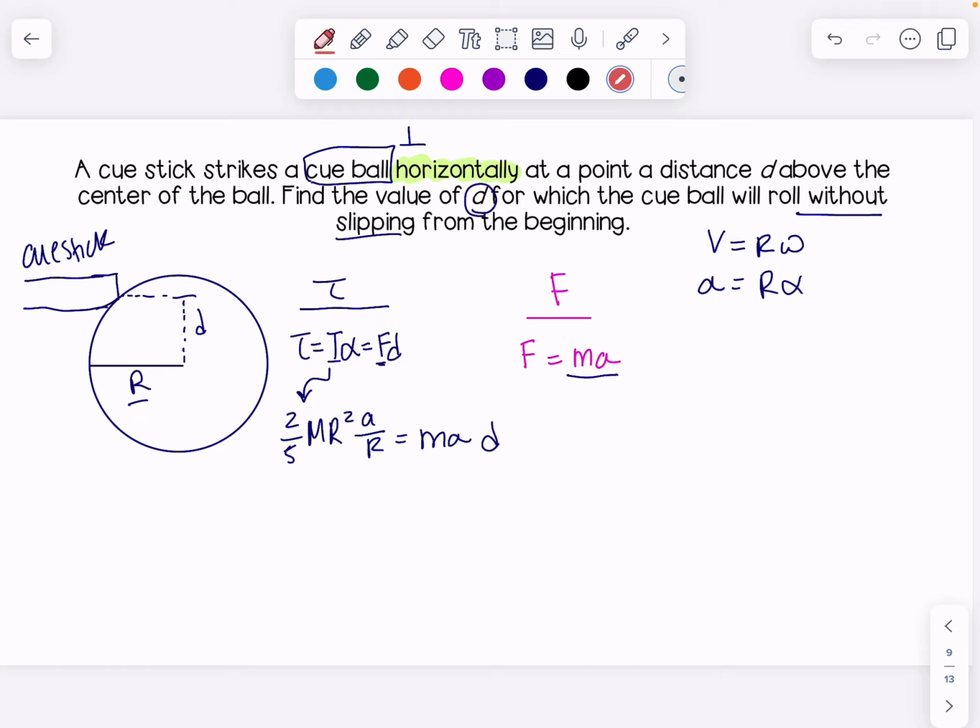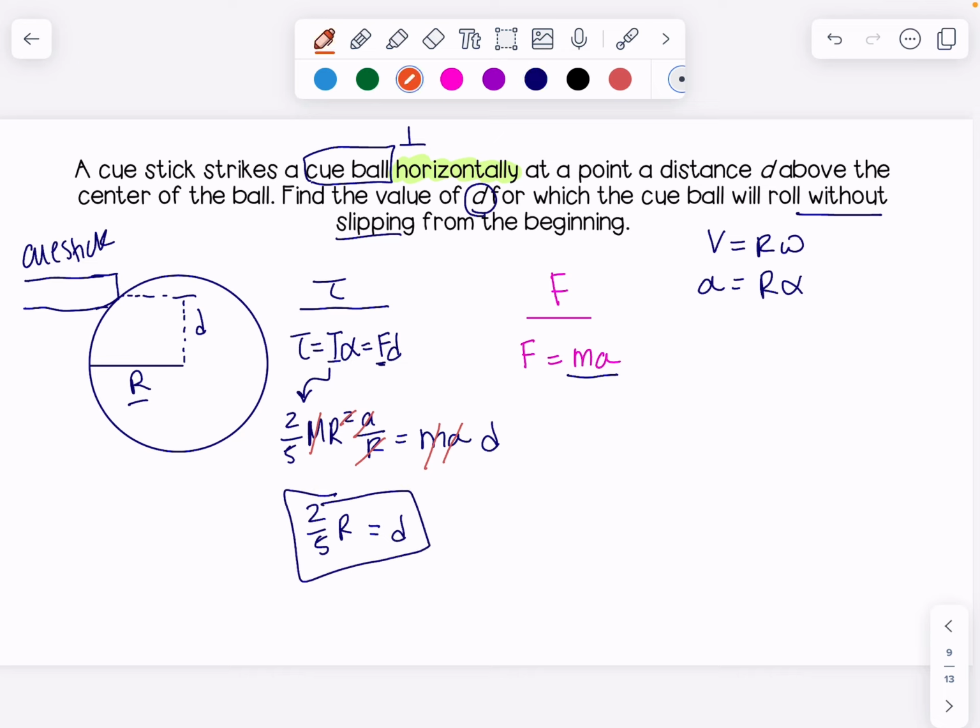I now see that I have m on both sides, so that's going to cancel out. I have an a on both sides, so those will cancel out. I have an r in the denominator and an r on the top, so that cancels out, leaving me with 2/5 r is equal to d. At this point, I've actually solved it out. That's what I was looking for.